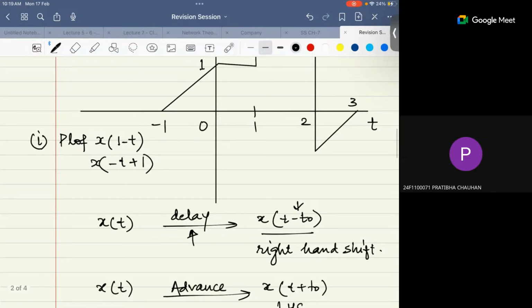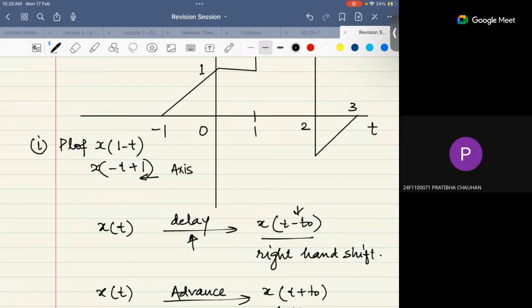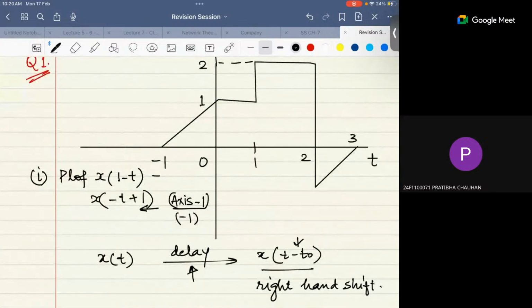Now the second step would be first shifting it left hand side. So shifting left hand side is what? Axis of minus 1. And then time reversal. After that, you just divide whatever axis value you are getting by minus 1, or multiply by minus 1. No problem in that. So when you do the axis of minus 1, this will go to minus 2, this will go to minus 1, this will go to 0, this will go to 1, and this will go to 2. Correct? So the range of this whole function will be from minus 2 to 2.